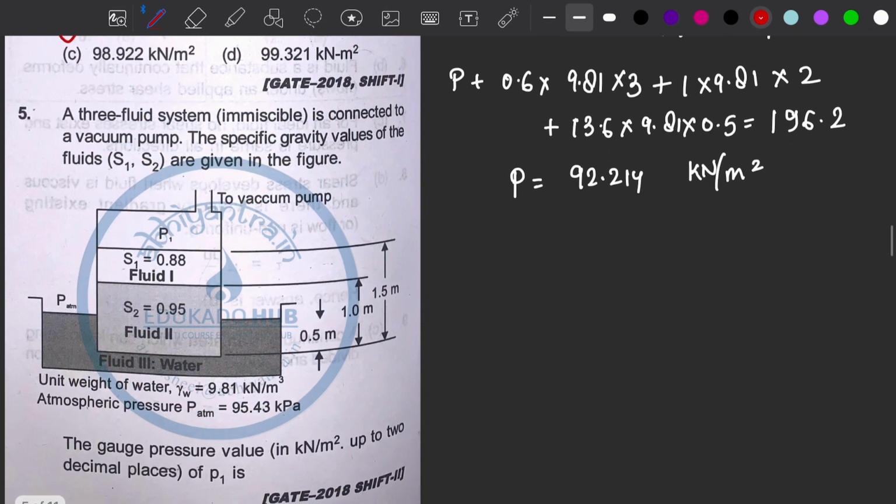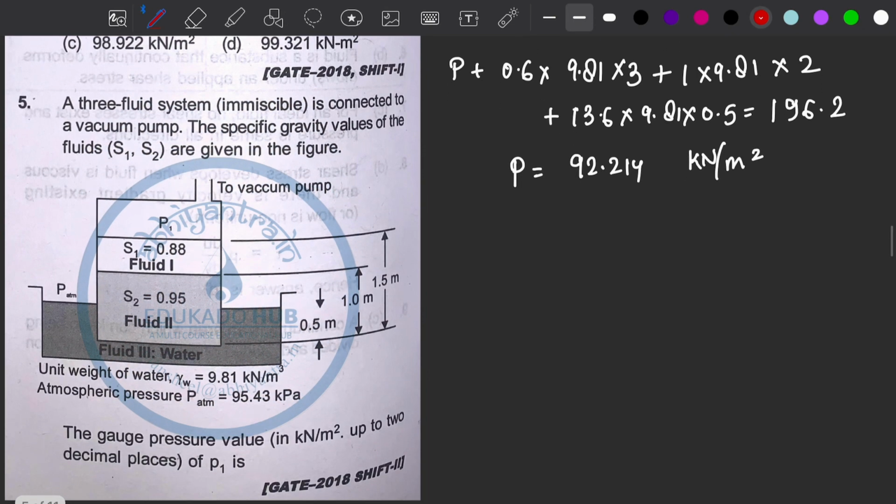Next is a 3-fluid immiscible system connected to a vacuum pump. There is a 3-fluid system, this one, and it is connected to a vacuum pump. Specific gravity values of the fluids S1 and S2 are given below, this and this. So the gauge pressure we need to calculate of P1, that means this pressure we need to calculate.